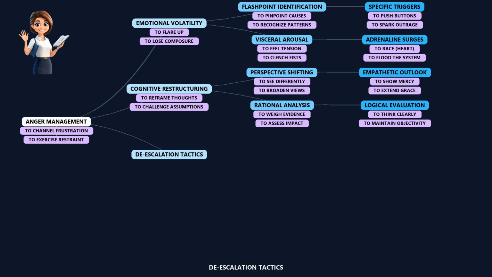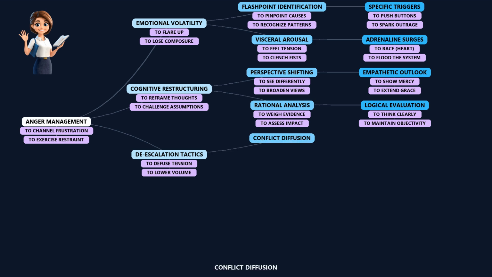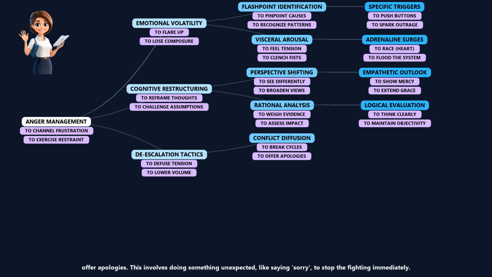De-escalation tactics. De-escalation tactics are a critical requirement for anger management to defuse tension and lower volume in a room. Effectively, we are trying to cool everyone down before a small argument becomes a big fight. Conflict diffusion. Conflict diffusion is a strategy within de-escalation tactics used to break cycles of anger and offer apologies. This involves doing something unexpected, like saying sorry, to stop the fighting immediately.